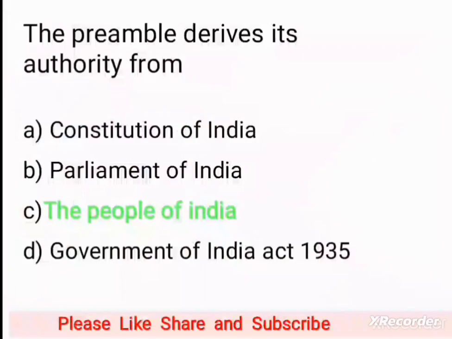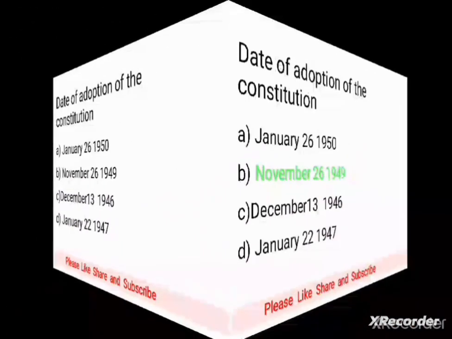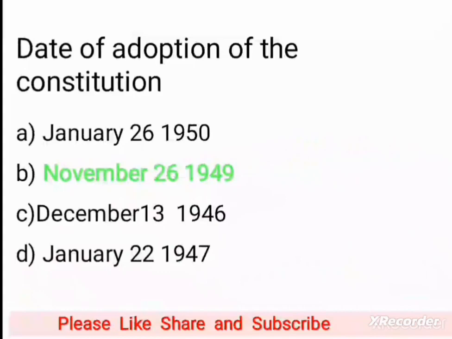And the next question is: date of adoption of the Constitution. Option A, January 26, 1950. Option B, November 26, 1949. Option C, December 13, 1946. Option D, January 22, 1947. And the correct answer for this question is option B, November 26, 1949.